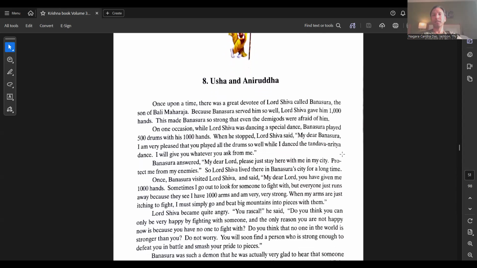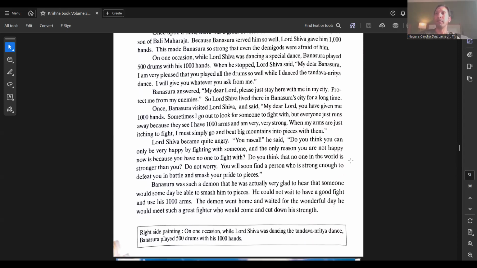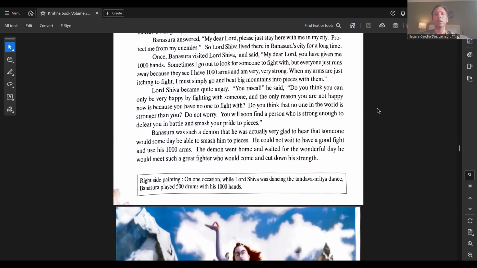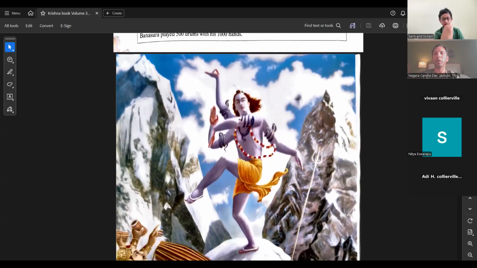With his 1,000 hands he once played 500 drums for Lord Shiva, making Lord Shiva very happy with him. Then Banasur asked him to live in his city and protect it, and that happened. Then Banasur one time went to Lord Shiva and said, actually, there is nobody powerful enough. Nobody wants to fight with me because they know I'm very powerful. I'm really upset because I don't have anybody to fight with, no worthy opponent.